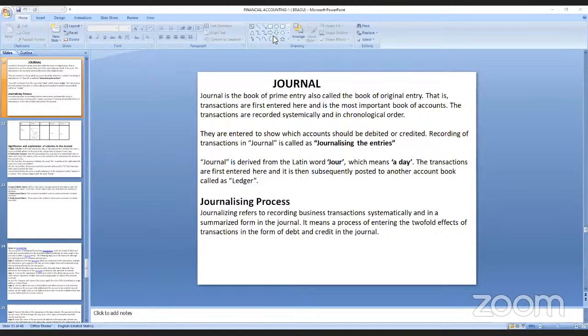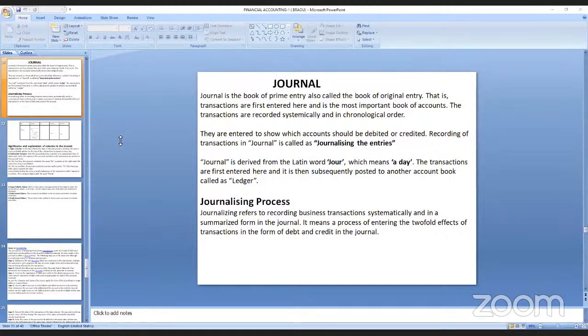And recording all the journals is called generalizing the entries. A journal is derived from the Latin word jur, which means a day. So whatever the transaction is, the first entry is made here, and it is then subsequently posted to other books that are called ledgers. First, we will be writing in a journal.